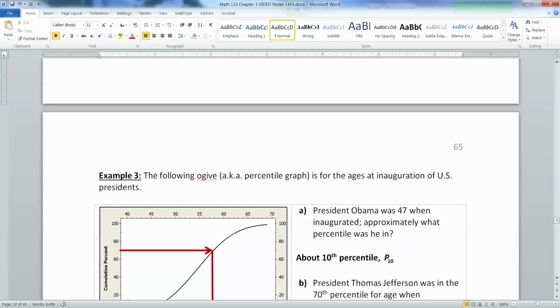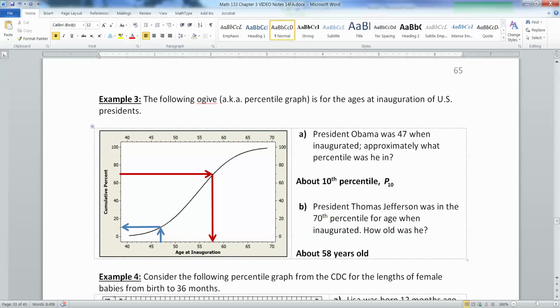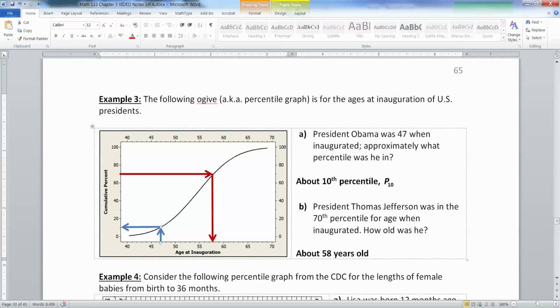All right, next, let's look at the following ogive. So ogives we learned about in chapter 2. They're a percentile graph, a cumulative percentile graph. So we have here, President Obama was 47 when inaugurated. Approximately what percentile was he in? So what I did was I took this little blue arrow right here that's standing for President Obama, and I had it start off at 47.